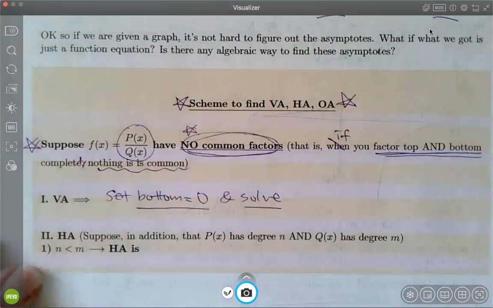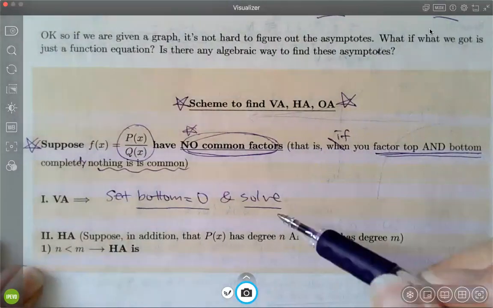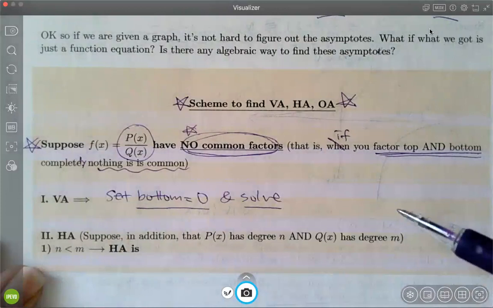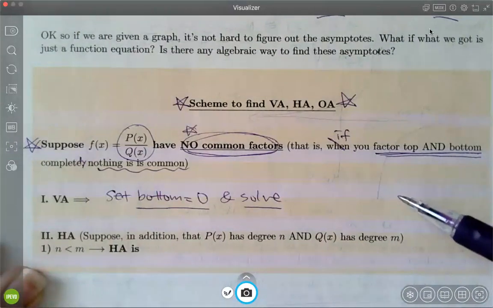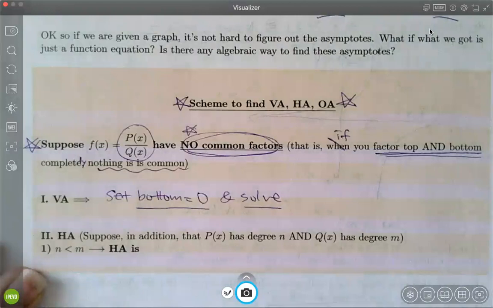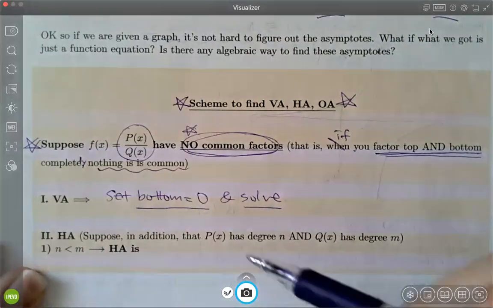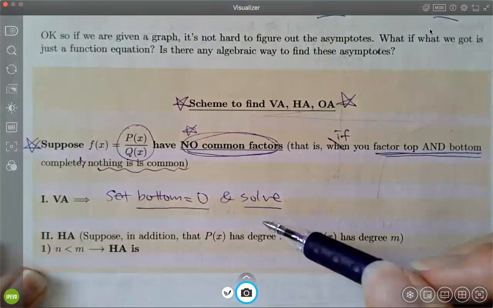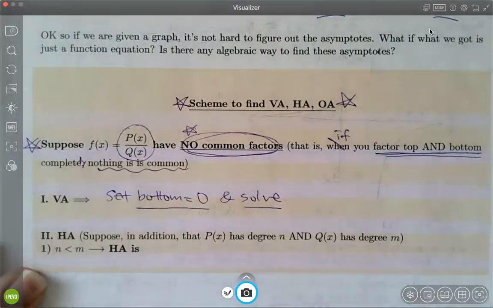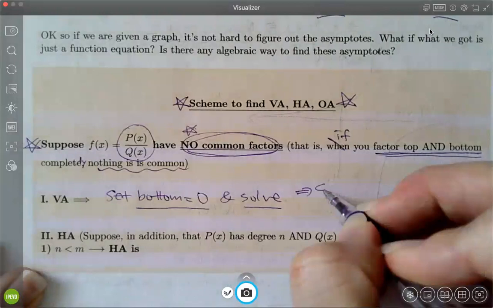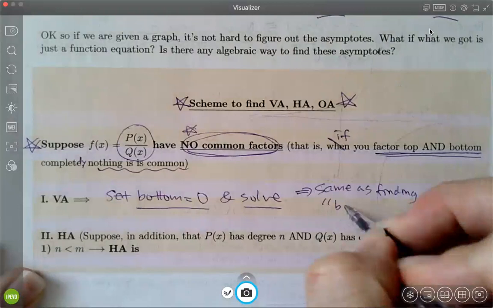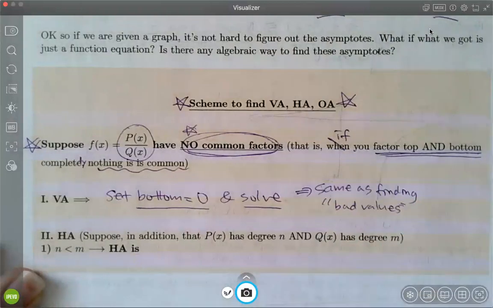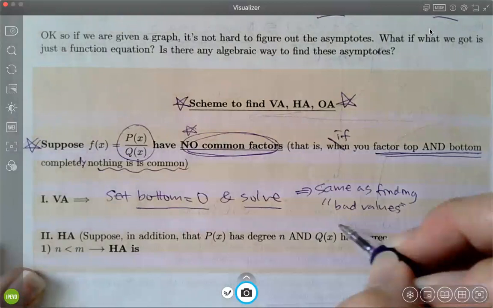And now, have we seen this scheme before? Set bottom equal to 0 and solve. Yes, and where did we see it? Finding the bad values, right? When we are finding the domain of rational functions, that's what we do, right? So it's the exact same thing, same as finding bad values. Of course we are not finding the domain here, so we can just stop there.